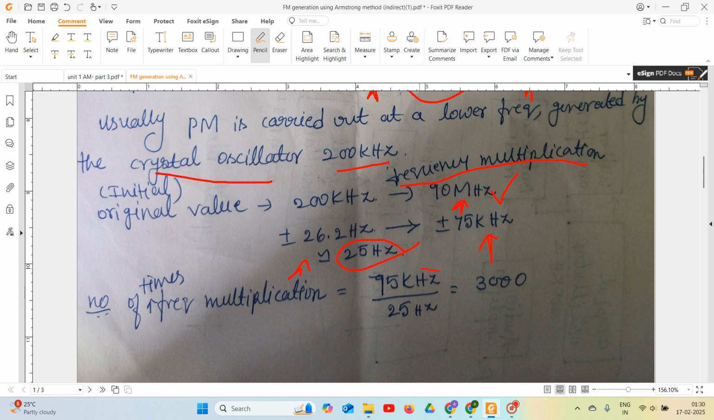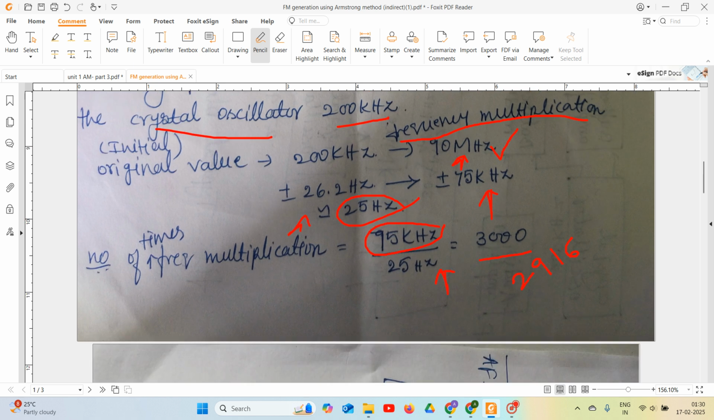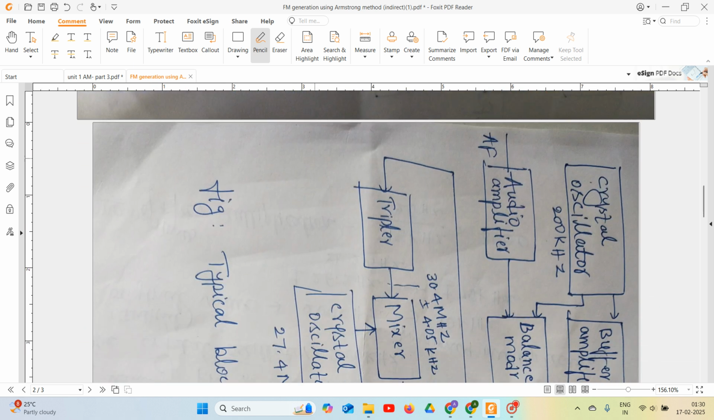75 kilohertz is our required frequency deviation, and 25 hertz is our achieved frequency deviation. If we divide, we get 3000. This is our theoretical calculation, but practically we can't achieve exactly 3000. We can achieve 2916. How do we achieve it? By using doubler and tripler frequency multiplication. We'll see one by one what the doubler and tripler are.